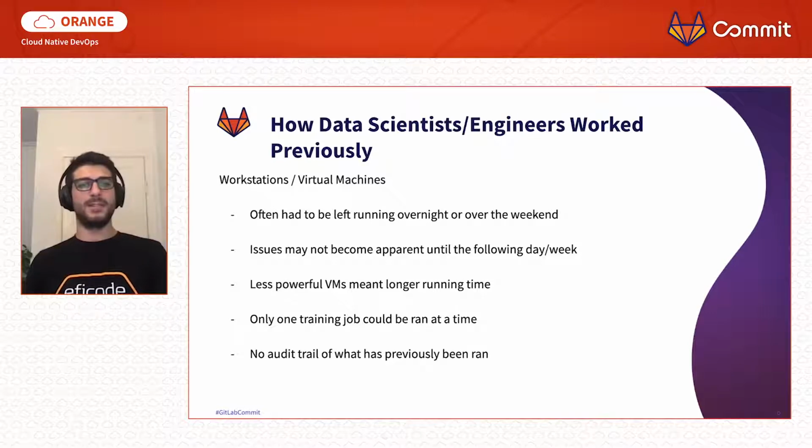Another issue was that there was no single place to look when issues arose, and relevant logs weren't persisted. There was no audit trail either.